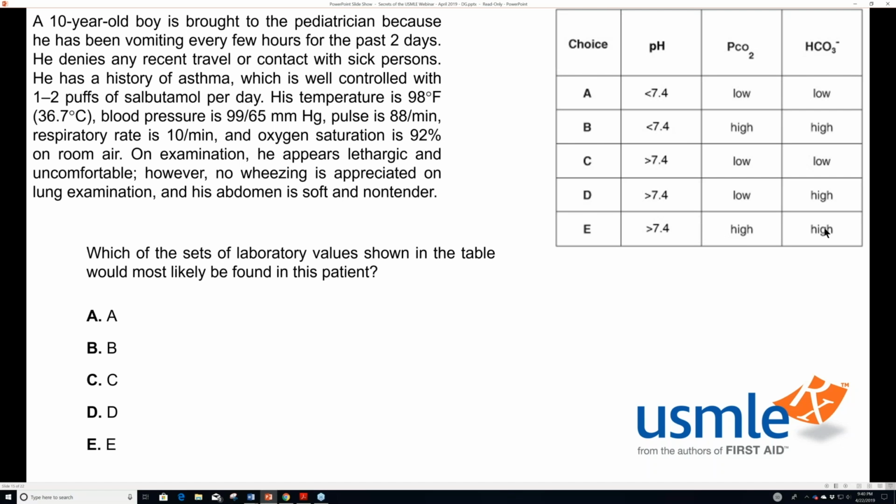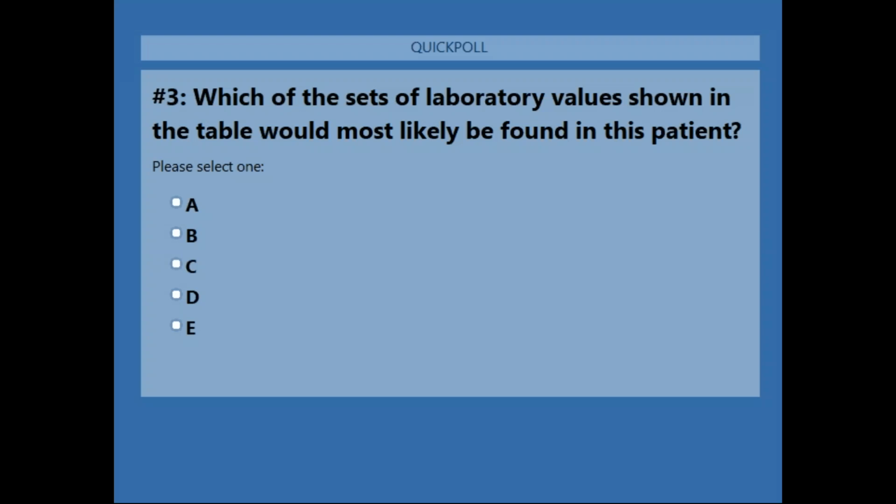All right. So take a look at these choices for pH, PCO2, and bicarb. Lock in on an answer, and I will go ahead and open the poll. We'll give you a couple seconds since there's a couple of choices to look at. All right. Let me get that right. Let's go ahead and launch the poll. We'll leave it open for a good 30 to 40 seconds.